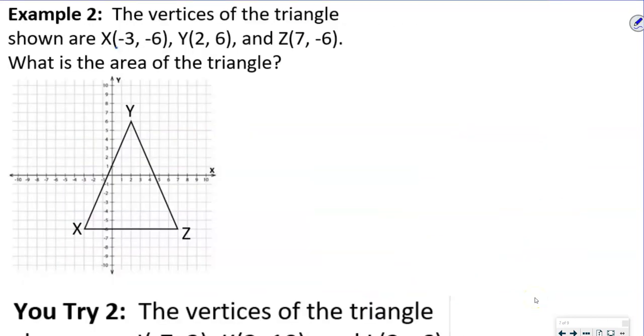It says the vertices of the triangle shown are x, y, and z. What is the area of the triangle? Okay, so remember, area is equal to 1/2 base times height, right? 1/2 base times height. Well, this is our base. And remember, our height is always a right angle to the base. So we're going to go straight up from the base to the peak and create a right angle, okay?